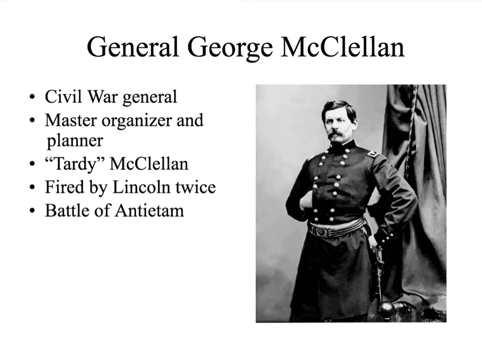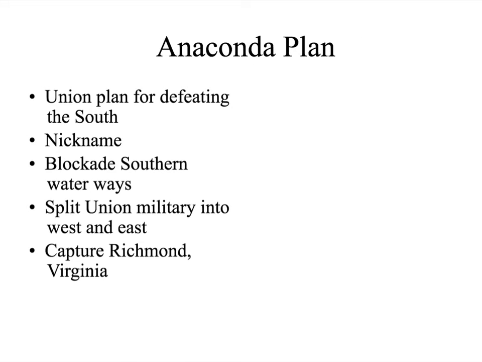General George McClellan was a Civil War general, master organizer, and planner. One of the things that we'll see is that Lincoln went through a bunch of generals just to try to figure out which general was the best one. And so we'll see that Lincoln eventually fires him twice. But he's going to be really important because of the Battle of Antietam.